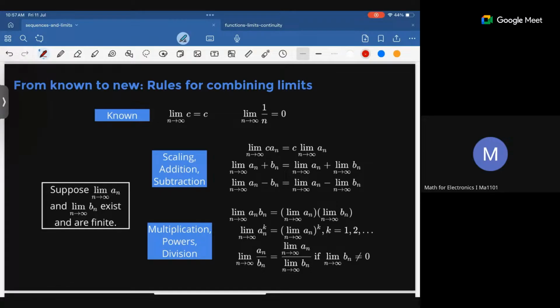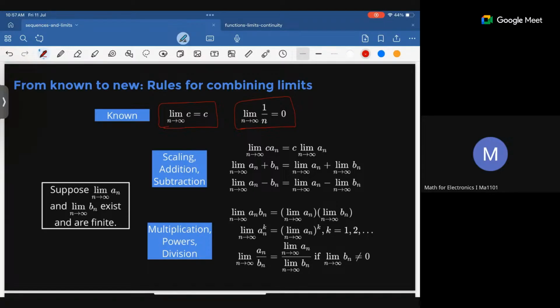A constant sequence, as n tends to infinity, will stay constant. And the sequence 1 by n, that is 1, 1 by 2, 1 by 3, 1 by 4, 1 by 5 and so on, will go to 0. So these two things are known to us. Then we can use the properties, or rules, of combining these limits.